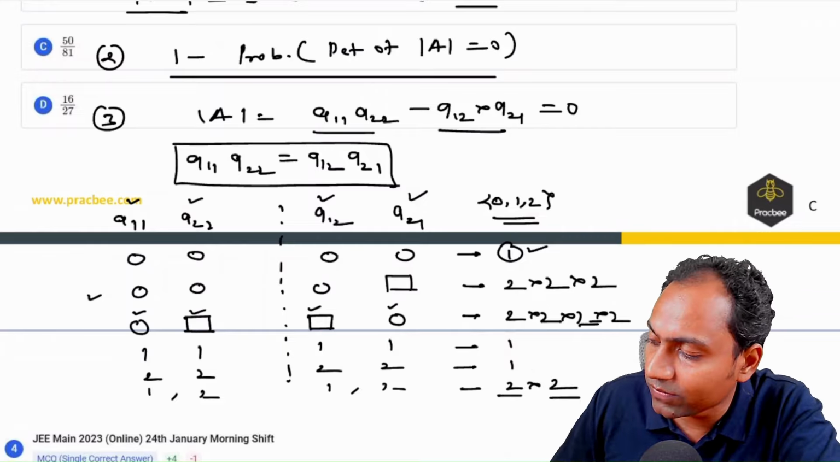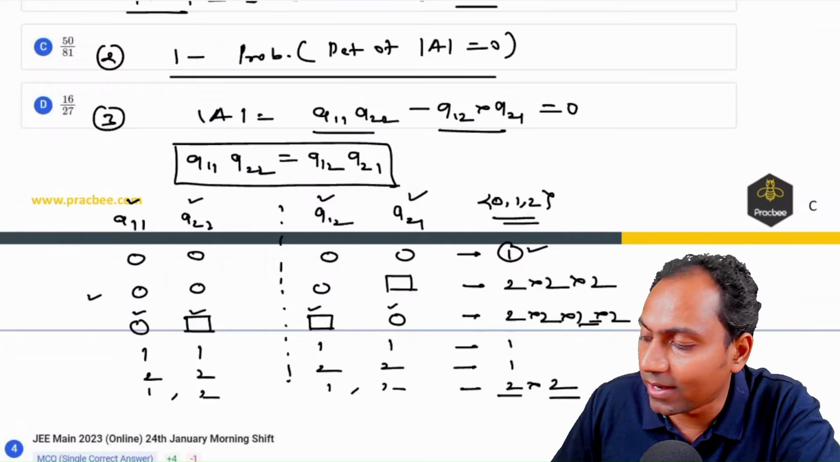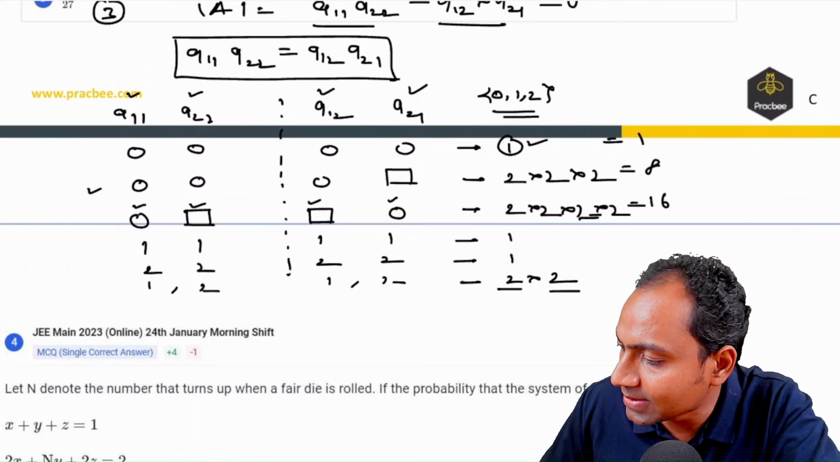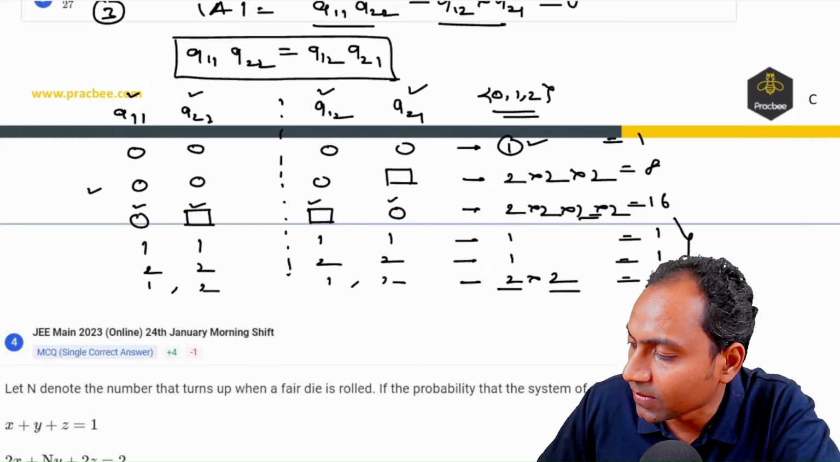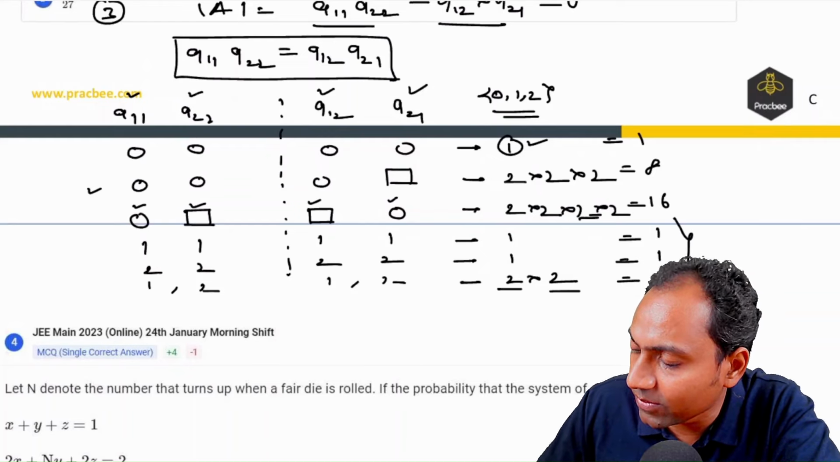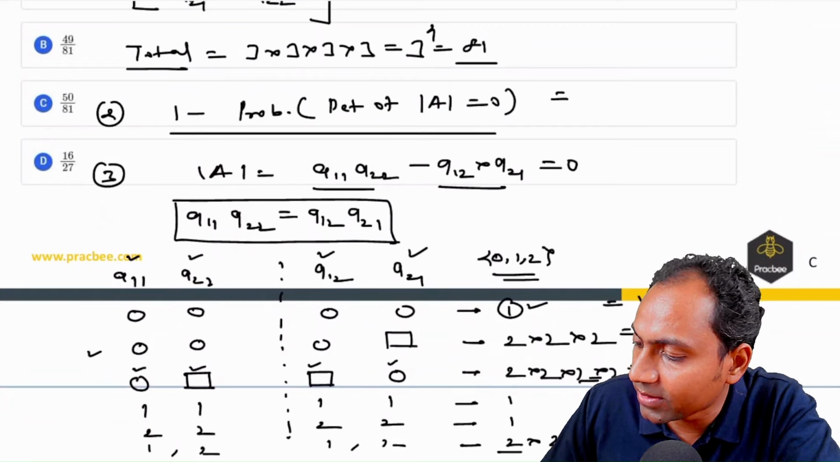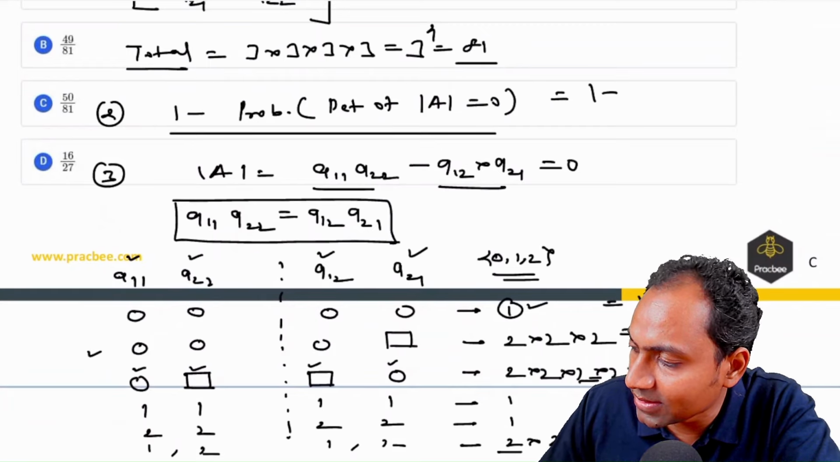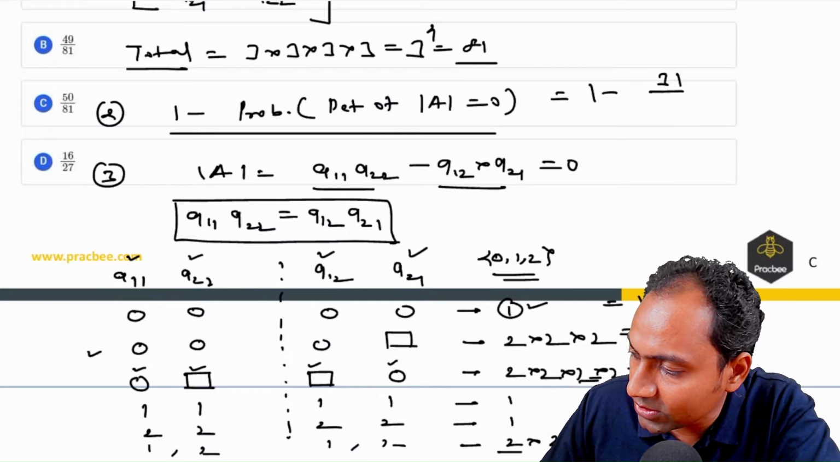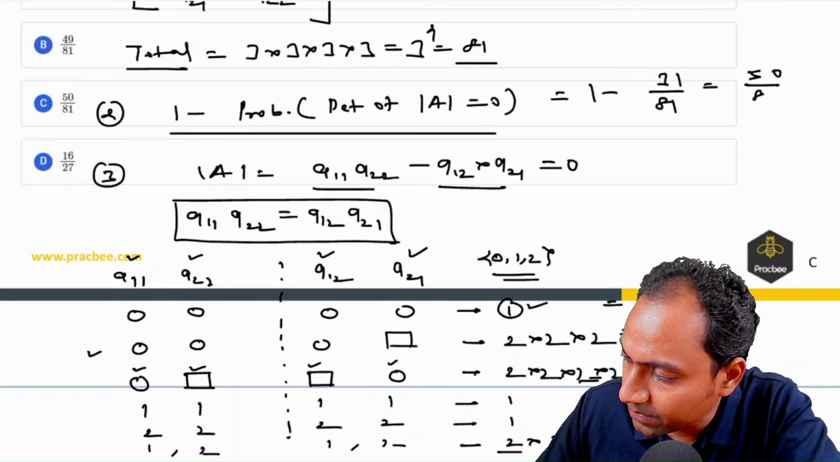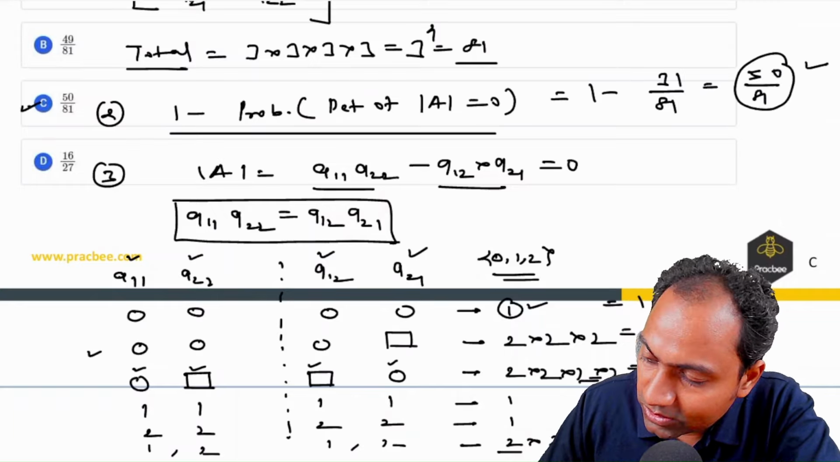So if I add all of these cases, let us see what I'm getting: 1, 8, 16, 1, 1 and 4. So if I add this, it becomes 6. 6 plus 16 becomes 22. 22 plus 8 becomes 30, and this becomes 31. So now if I apply the formula here, what I'm getting is 1 minus favorable cases, which is 31. The total number of cases was 81. And if I simplify this, we get 50 by 81. And that is option C.